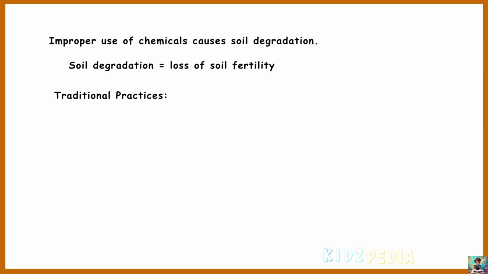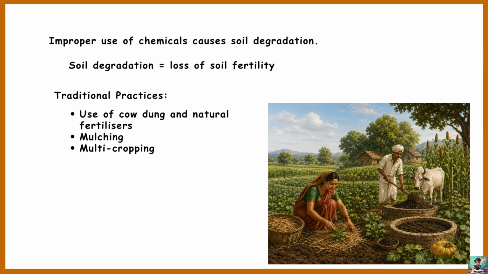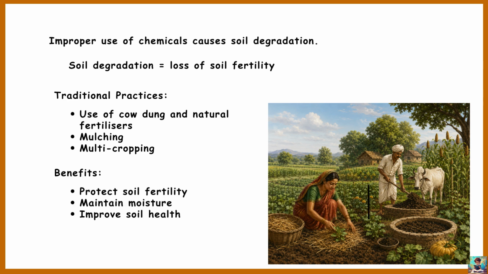In earlier times, farmers used a different approach. Traditional farming practices treated soil as part of Mother Earth. This means they respected and protected it. They used natural methods like cow dung manure, that is, to improve soil fertility, mulching, by covering soil to retain moisture, multi-cropping, growing different crops together. These methods helped in holistic soil management. It means taking care of the soil in a complete and balanced way. These methods kept the soil healthy and full of nutrients.